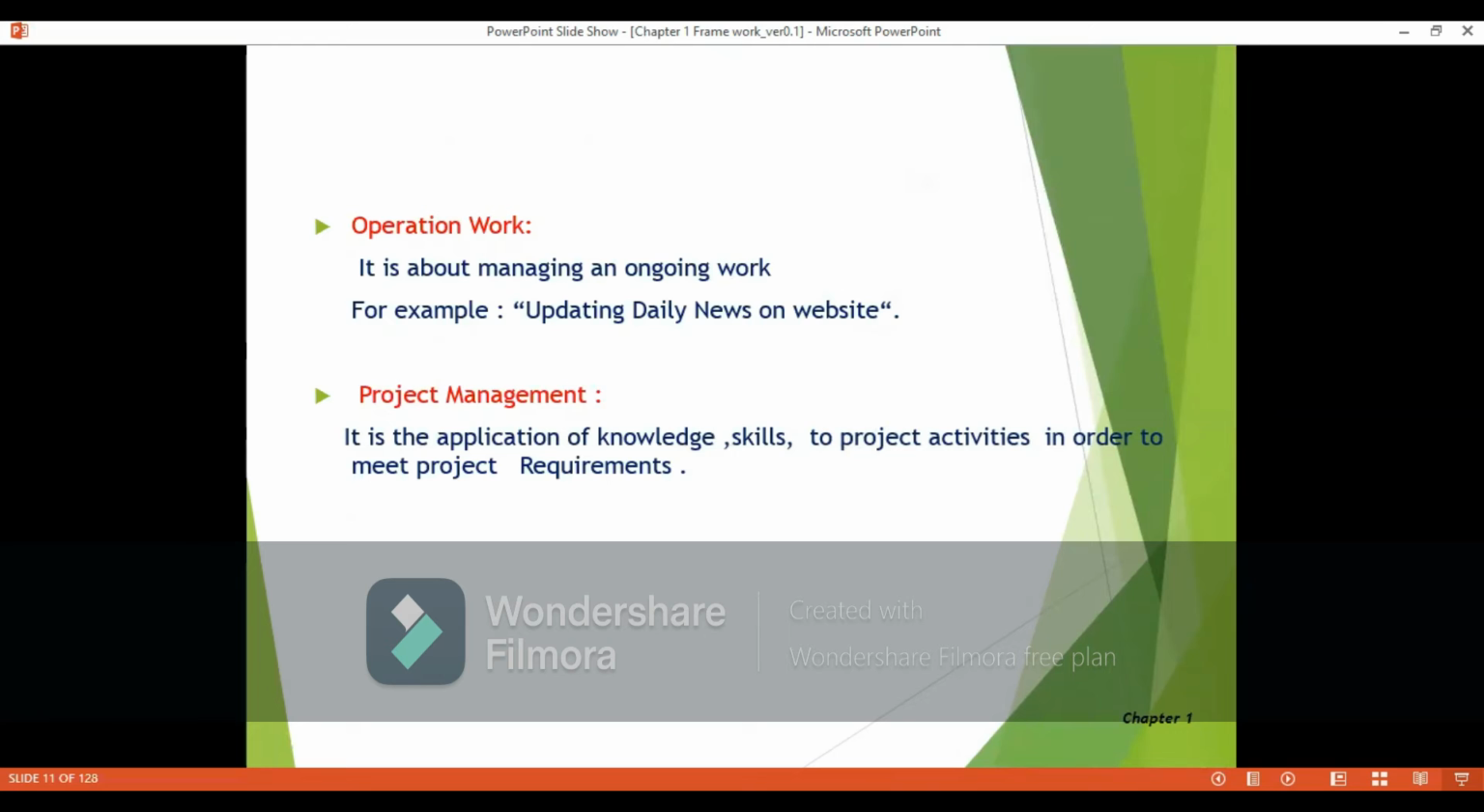It's very important here that PMI provides a big differentiation between a project, a program, the portfolio, and the operational work. Although operational work is part of the portfolio, right? But when we say the difference between a project and operational work, a project, we have agreed, is a temporary endeavor that has a beginning and an end. But operational work is something which is ongoing.